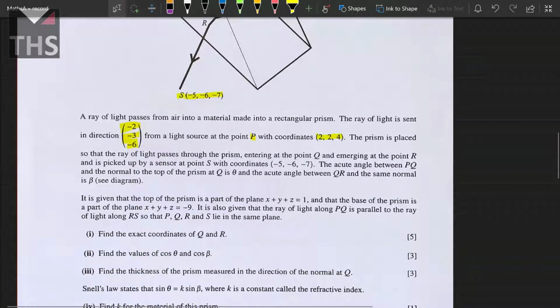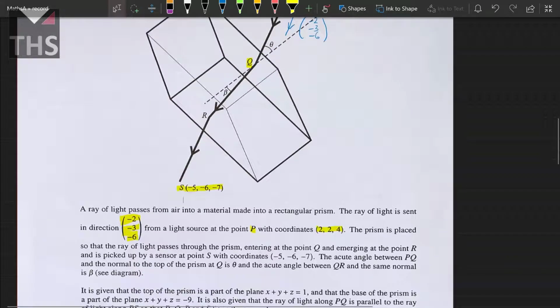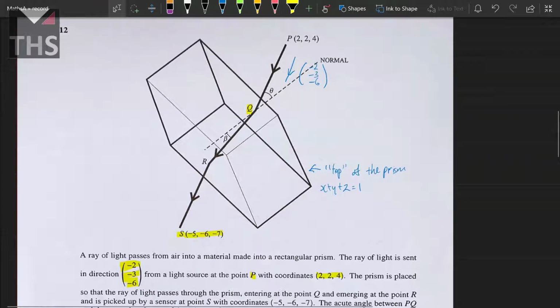The next part of the information here is also very important. The top of the prism is part of the plane x plus y plus z equals to 1, which means they are actually referring to this part. This is known as the top of the prism, okay? So this is our equation, x plus y plus z equals to 1. This is the entire plane, okay? So, at the risk of making this a bit more complicated, just this entire plane is this one, okay?